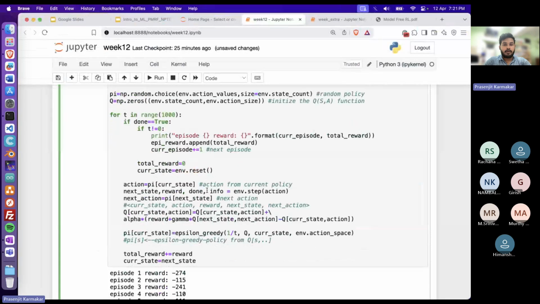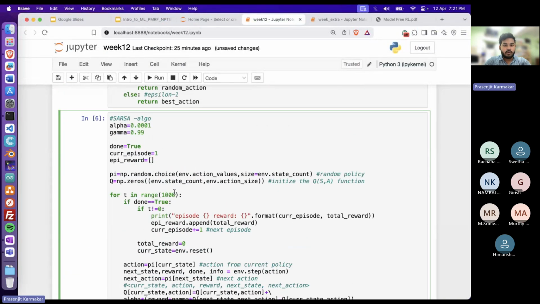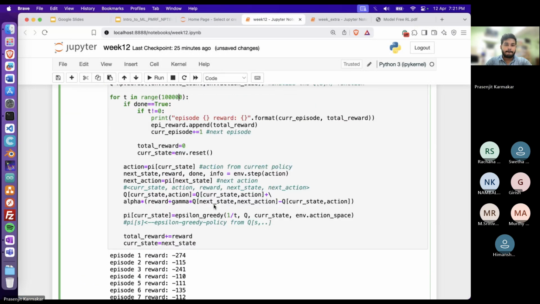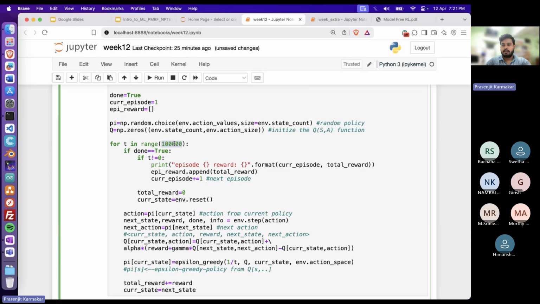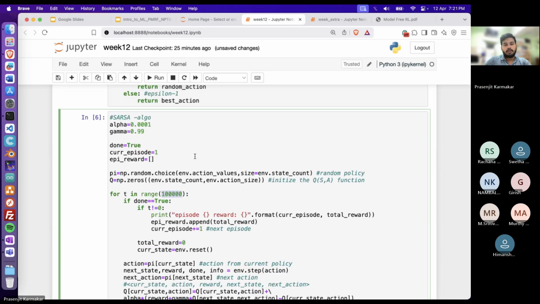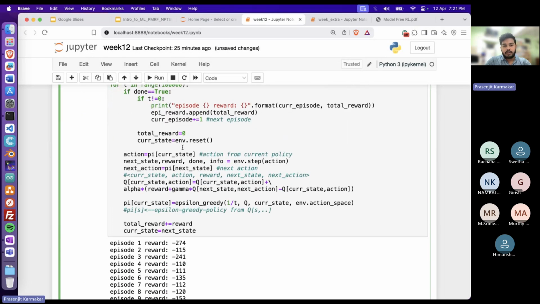Okay. Now we'll not render or anything. We'll just not go for 1,000. It will go for, let's say, 1 lakh iterations. Okay. So 1 lakh interactions. So maybe close to around 2,000 or 3,000 episodes. Okay. Now let's run, see whether it works or not.